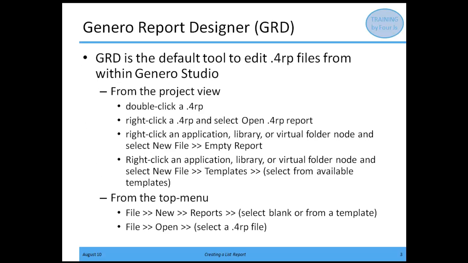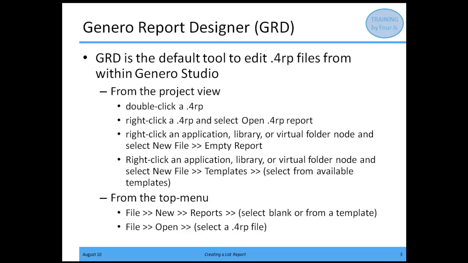The Genero Report Designer, or GRD, is our default tool for editing our .4rp files, which are our report design documents. From within Genero Studio, there's a variety of ways that you can open an existing report or that you can create a new report. So from the project view, if you want to open an existing report, you can either double-click on the 4rp file, or you can right-click the 4rp file and select Open from the drop-down menu.